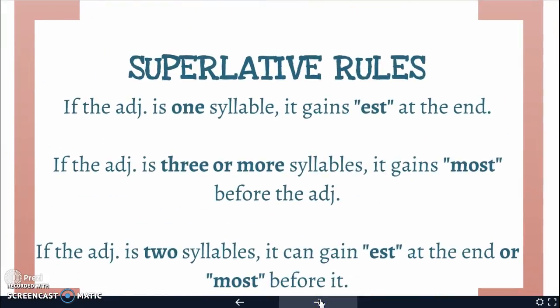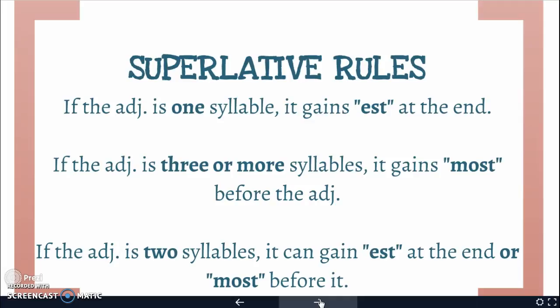So getting to the rule, you can go ahead and flip to the back page of your note sheet. So these rules are pretty much the same as comparative, just different endings. So if the adjective has one syllable, you're going to add the EST to the end. So for example, greatest, we would just put EST on the end. If the adjective has three or more syllables, you're going to put most in front of it. So for example, studious, you would say, Johnny is the most studious student I have, because studious has three syllables.